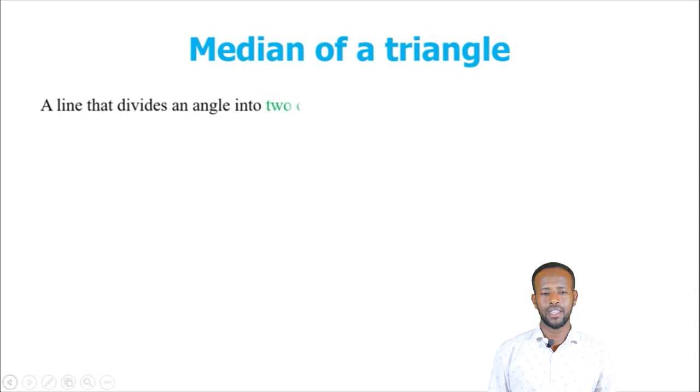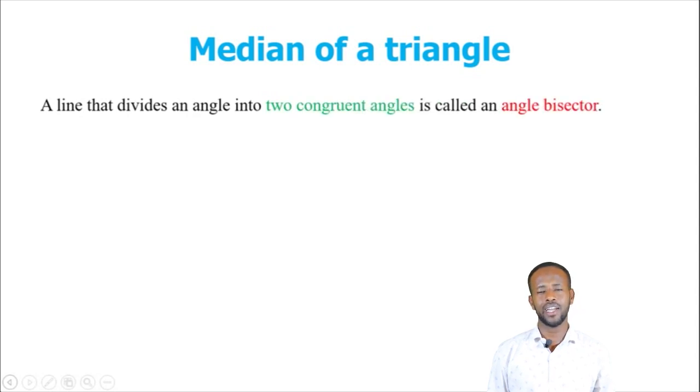But let us see first, a line that divides an angle into two congruent angles is called an angle bisector. Students, what is an angle bisector? It is the line that divides the angle into two halves, into two equal parts. When we see bisector, bi is what? Two. Sector means what? Part. So the line that divides something into two is called bisector. So when we say angle bisector, it divides the angle into two halves. When we say line bisector, when we say perpendicular bisector, and so on, you should take that concept.